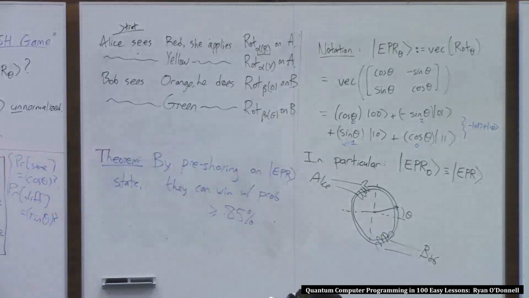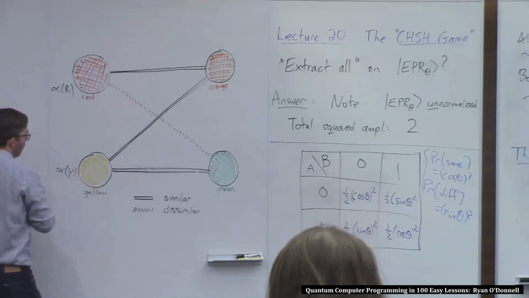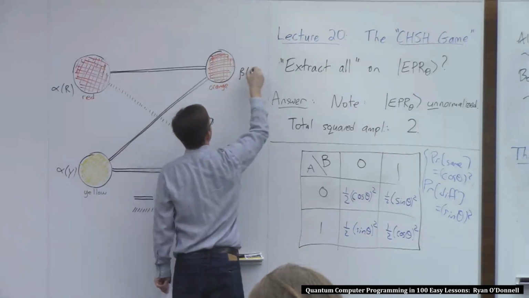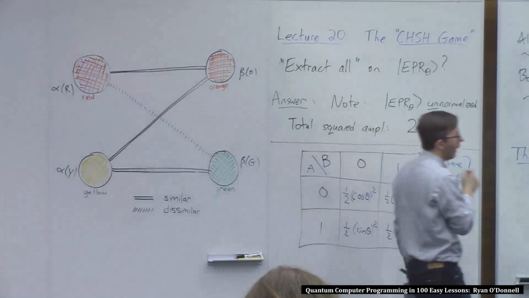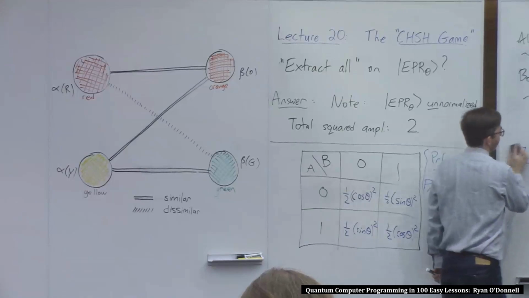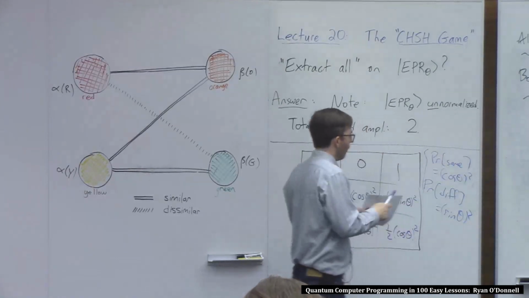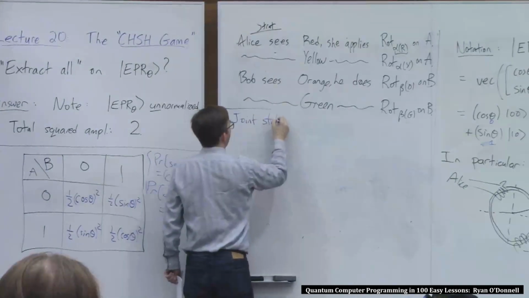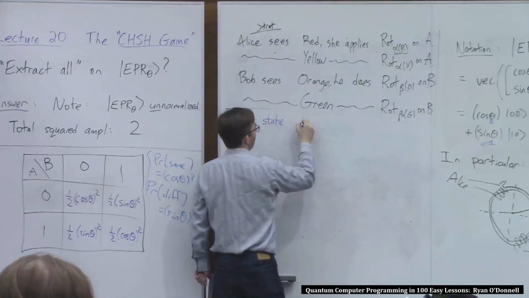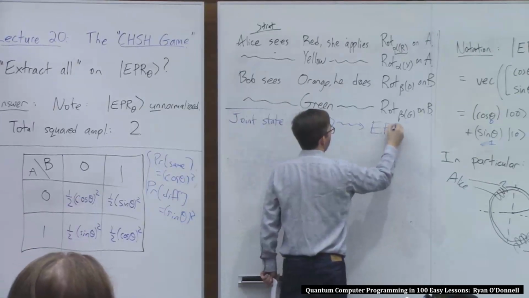Okay, so as I said, Alice picks some angle here, alpha r, and it can be anything, but it'll be between 0 and 90 degrees. She picks some angle here, alpha y. Bob picks some angle here, beta O, and some beta G here. Now, okay, so what happens? So after they do this, the joint state goes from, let's start out at EPR pair, which is EPR 0, to EPR theta for some theta.